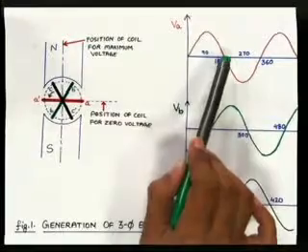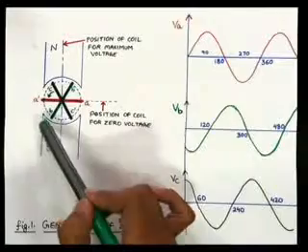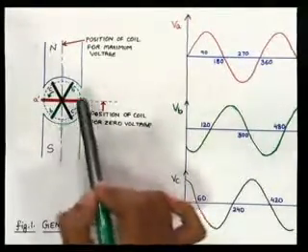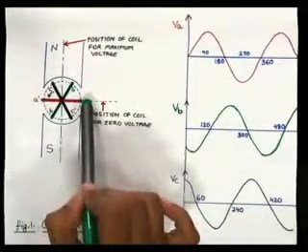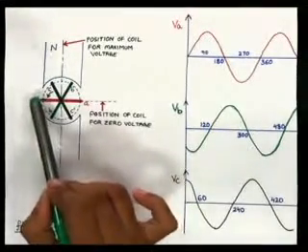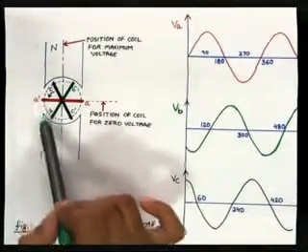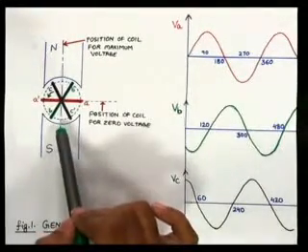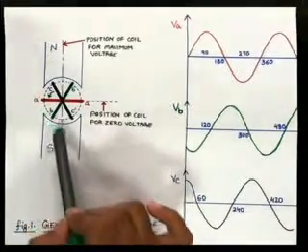Now after 180 degrees it starts rotating further, from 180 to 270 degrees. Earlier, when it was rotating from 0 to 180 degrees, this coil was under the influence of the north pole, right? Now rotation of 180 degrees is completed. From 180 degrees it starts rotating further in the counterclockwise direction. So the coil has started coming under the influence of the south pole.